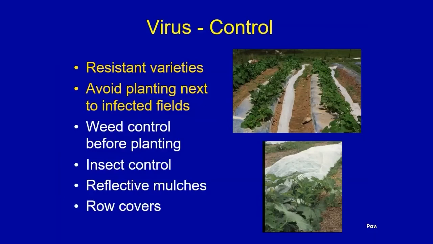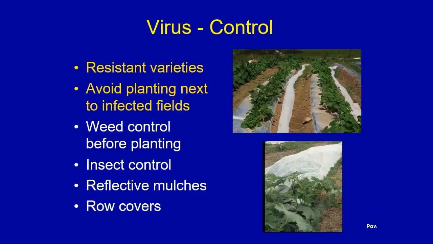Weed control before planting around the garden or field is effective. We think about 85% of the viruses that attack a crop come from weeds that are within 30 feet of that border or of that planting. Insect control is difficult because they're such efficient vectors.